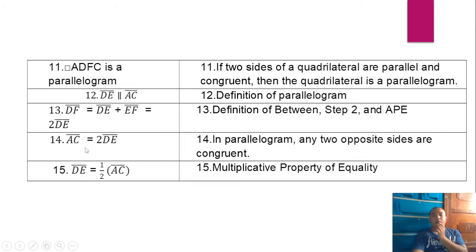So, as you can see, we've proven that the midline of a triangle is 1/2 the length of the third side AC. So, we'll now proceed to exercises.